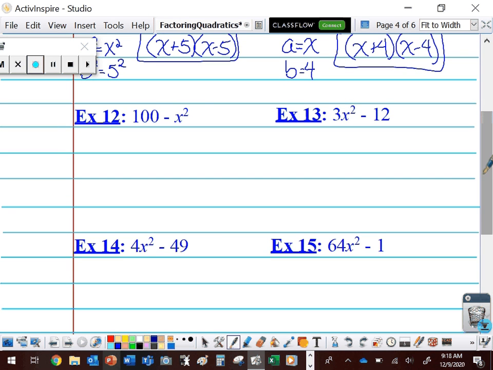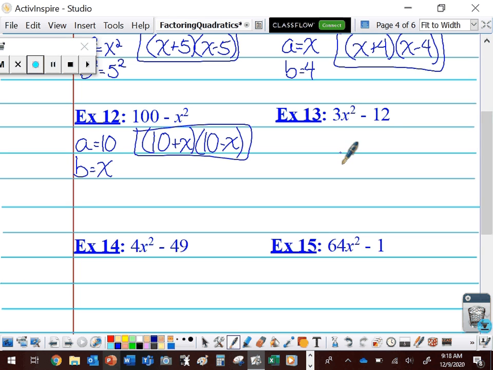So let's take a look at number 12 here. Okay, what am I squaring to get this 100? Well, if I take 10 squared, that gives me 100. What am I squaring to get x squared? We're squaring x. So this one will factor 10 plus x, 10 minus x. And there we go.